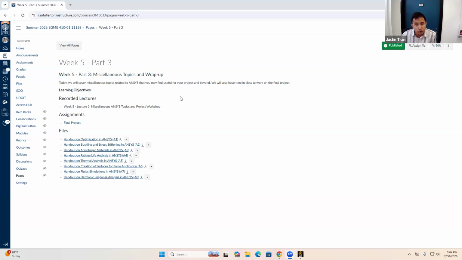So I don't know what the curve would be, but you can probably expect maybe at least a couple points to be added to your grade by the end. But if everyone does really well on their final project, then there might not be a need for it at all either. Okay, all right, so that's the grading policy.